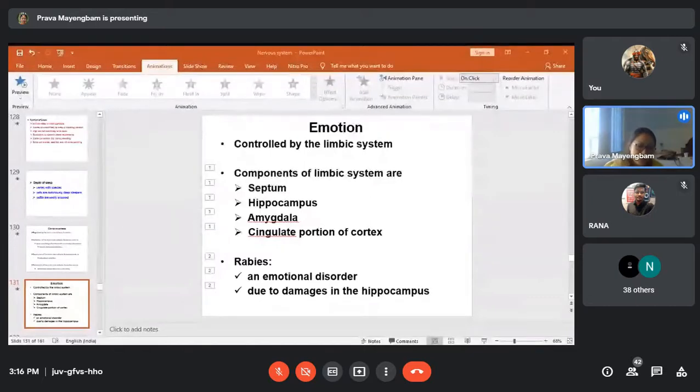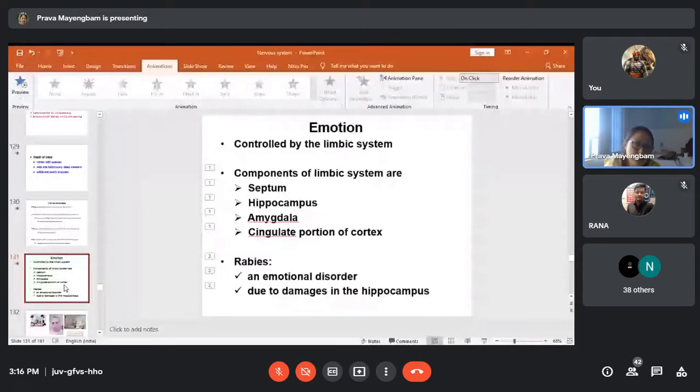About rabies, you will study much more in detail in your higher classes. But here my concern is that rabies is a disease that happens due to the rabies virus. In this, there is emotional disorder in the animal, and it happens due to damage in the hippocampus, because the hippocampus is a part of the limbic system which controls emotion.